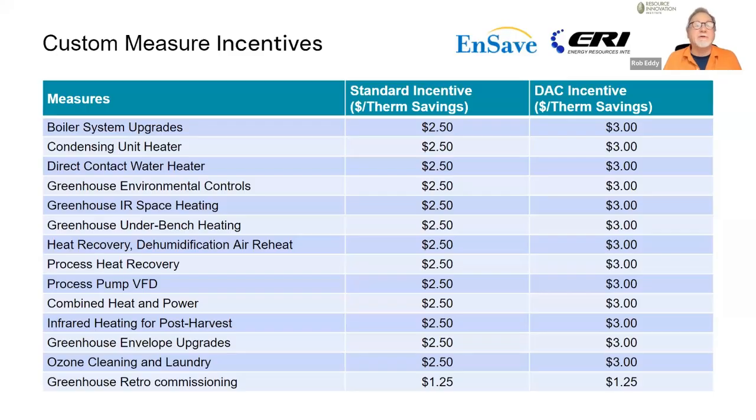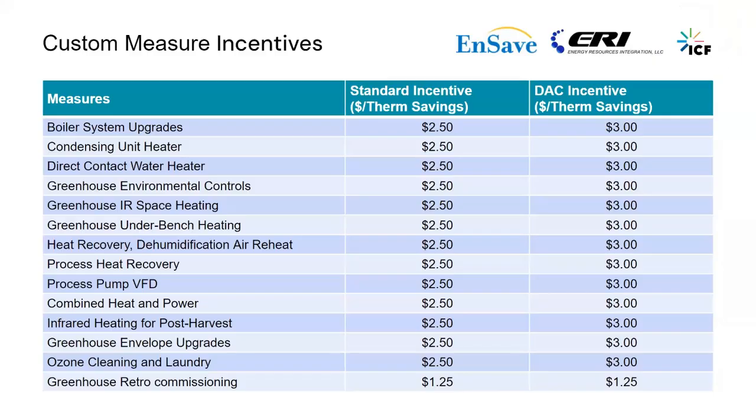By any chance, I was looking down the list. Are there any incentives for upgrading your environmental control system to something that would do a better job of tracking energy use, water use, and also helping the operation be more efficient? Yeah, and we can do indoor. It would have to be run as a custom project. I'm sorry, it was right on your list and I was blind. Four down on the slide, greenhouse environmental controls.